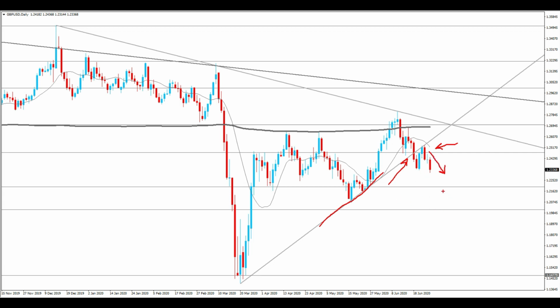So we're expecting this trend to at least hit this zone here, and we'll see how price reacts. Either we'll get a reversal or a continuation to this low here, this all-time low for GBP USD. So we're expecting price to either reverse here or continue down to this low down here.